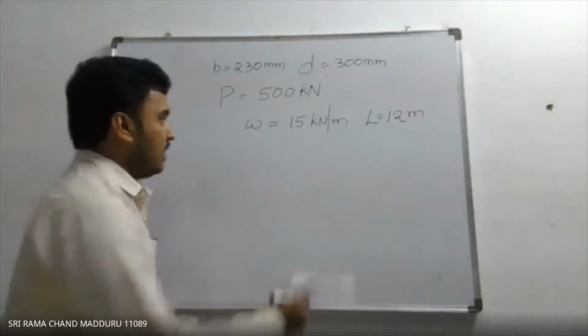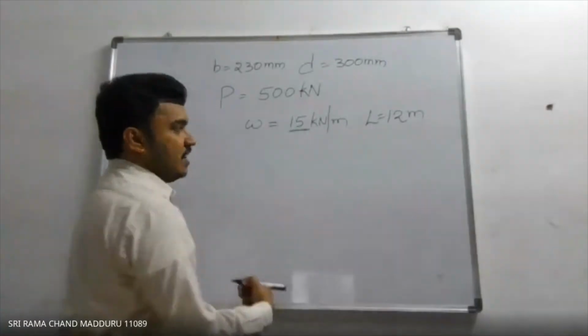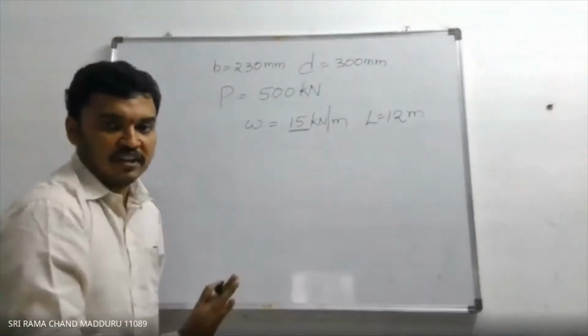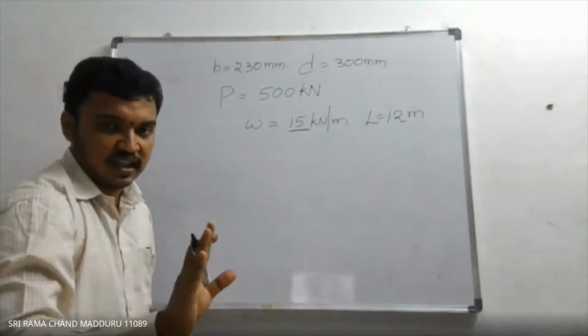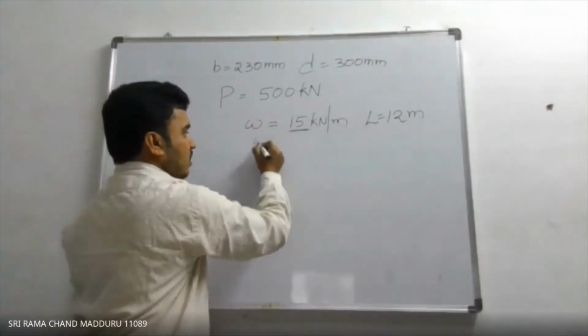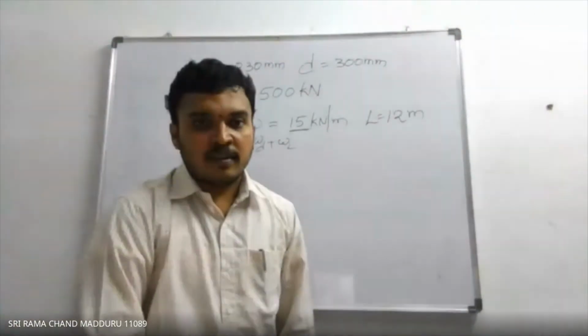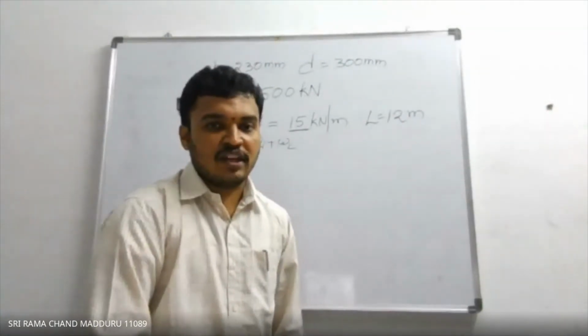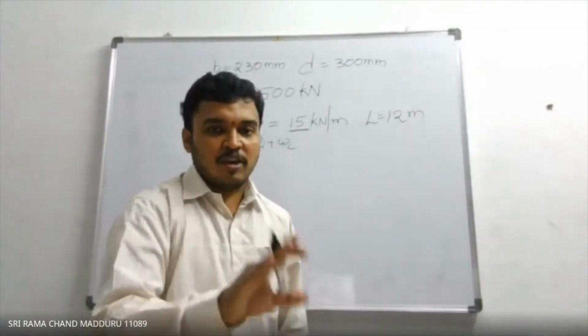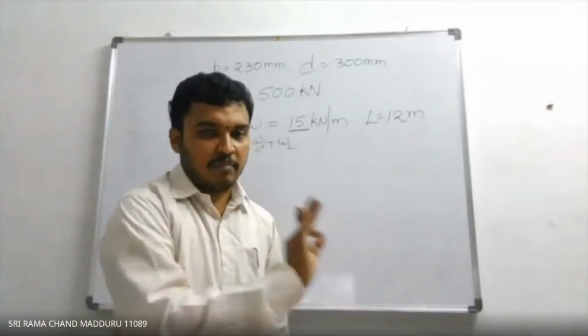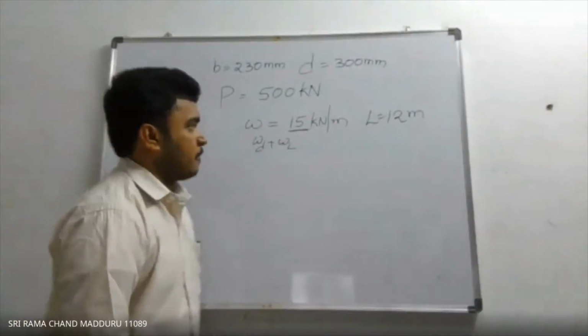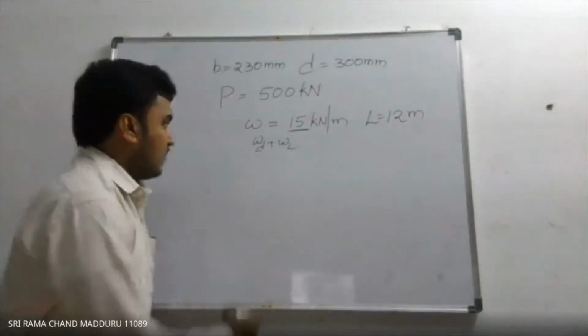So here, for the time being, assume that this 15 is inclusive of self weight. You need not consider self weight once again. So W is equal to WD plus WL. You need not consider WD again for this problem. Now, first one.